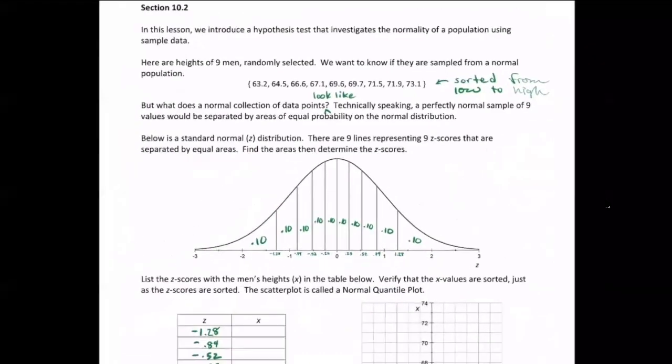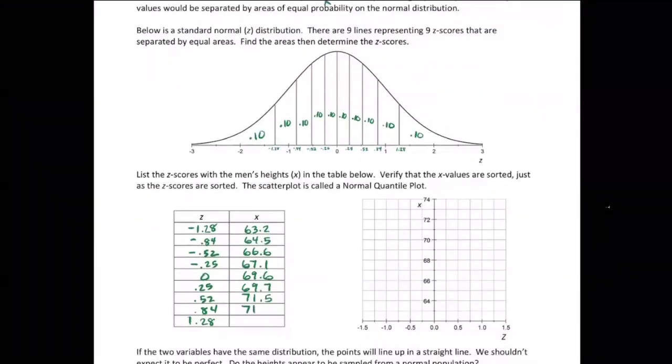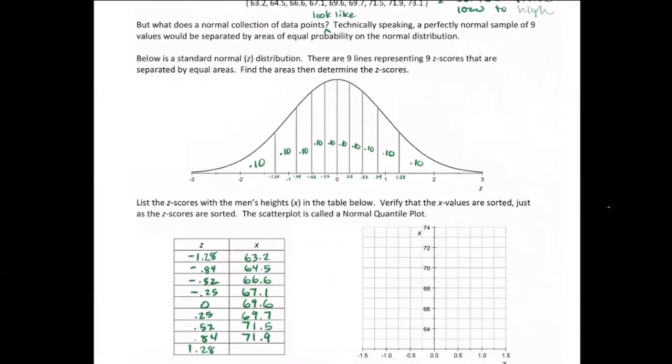So they are 63.2, 64.5, 66.6, 67.1, 69.6, 69.7, 71.5, 71.9, and 73.1.